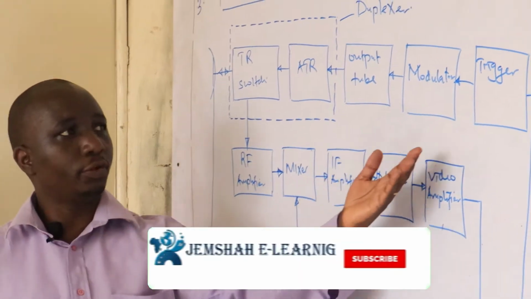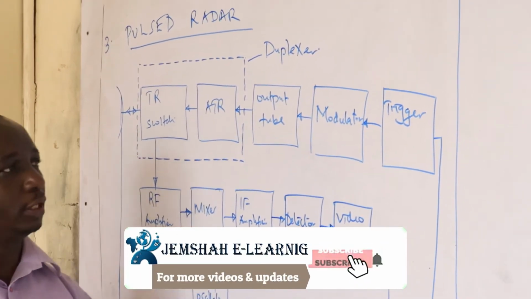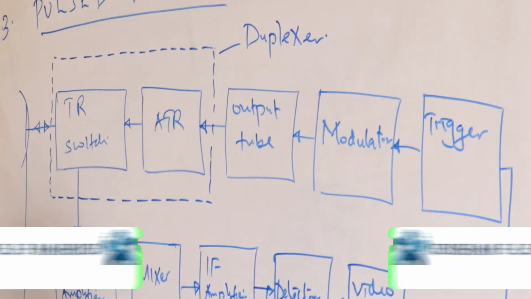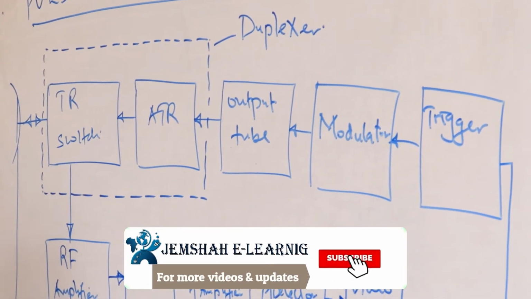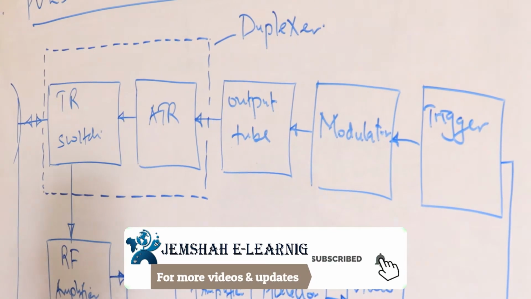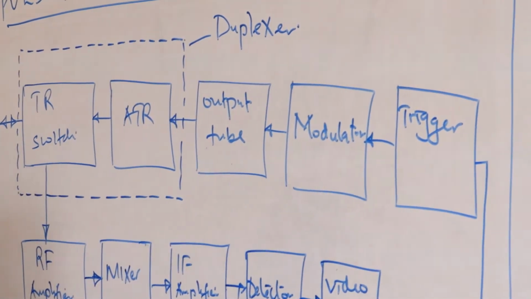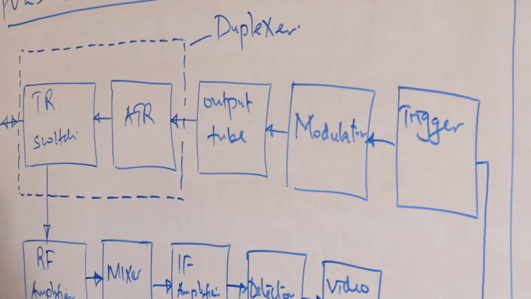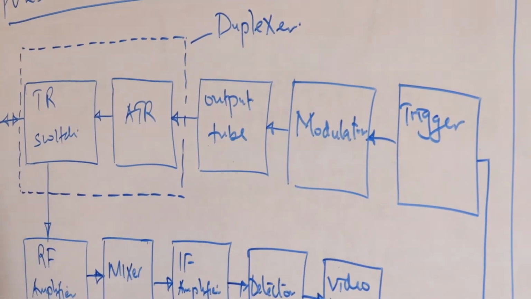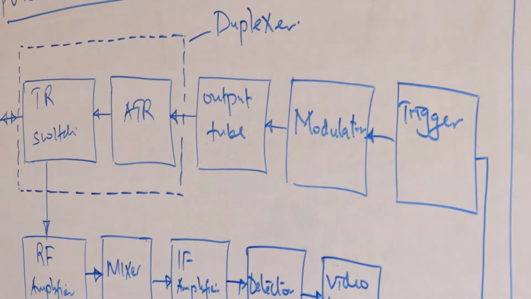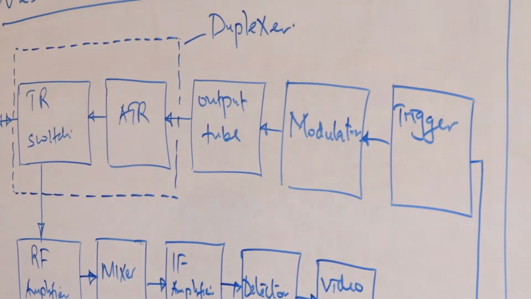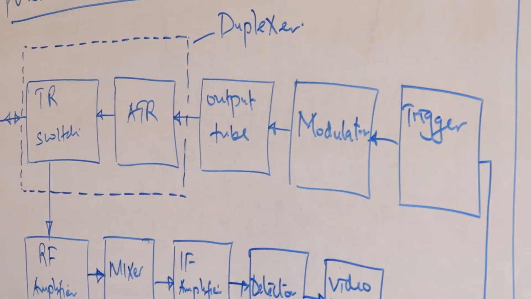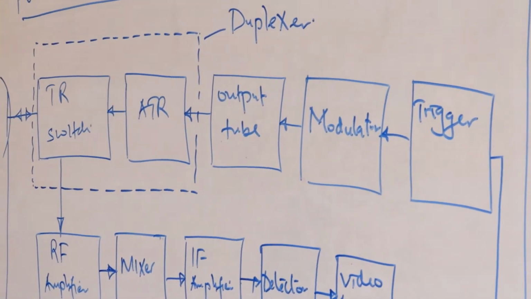So we have the trigger. The trigger will give us the triangular wave pulses. But those triangular pulses, when passed through the modulator, will be transformed to be rectangular. So the output of the modulator will switch the tube on and off at the required times when we are connecting through the transmit side of the duplexer switch.